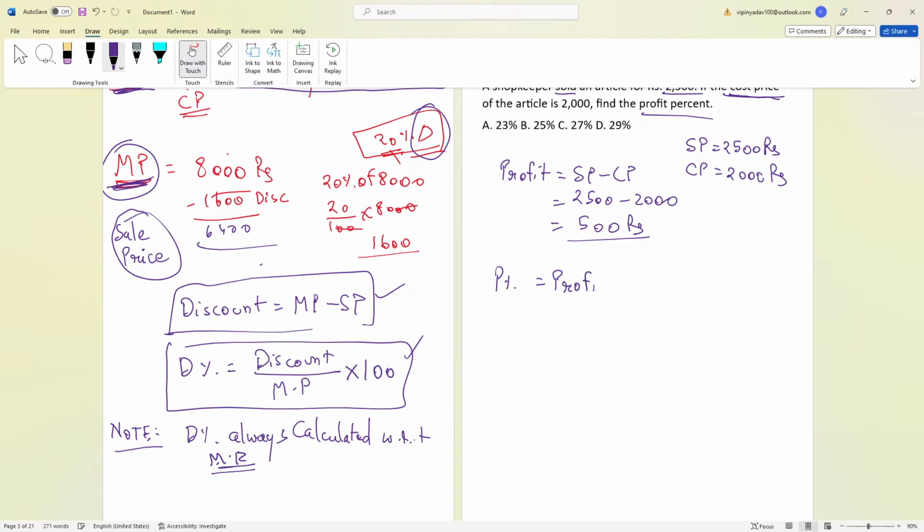Profit upon cost price into 100 is the formula. Now, what is profit? 500. Let us write, divide by cost price. What is the cost price? That is 2,000. So let us take it over here, multiply with 100. Now the 0, 0 cancel over here, one more 0 over here, and 2 times 5 is 10. So that is 25% is the answer.